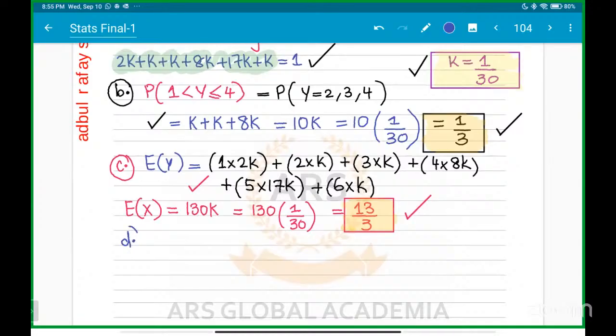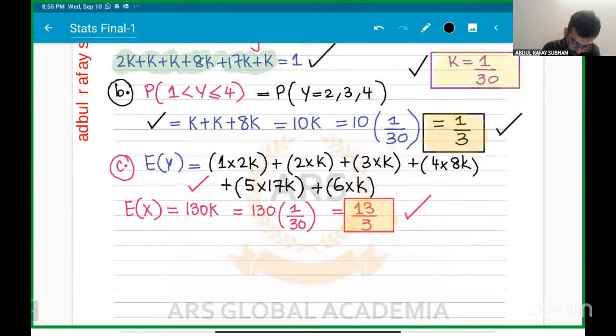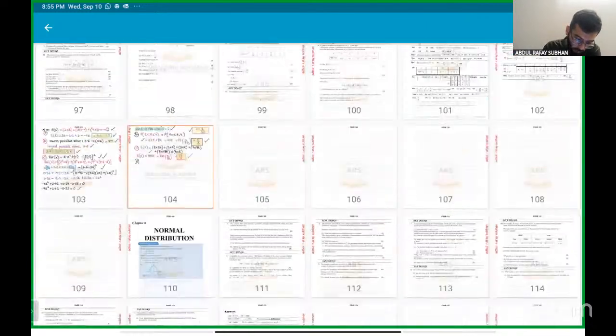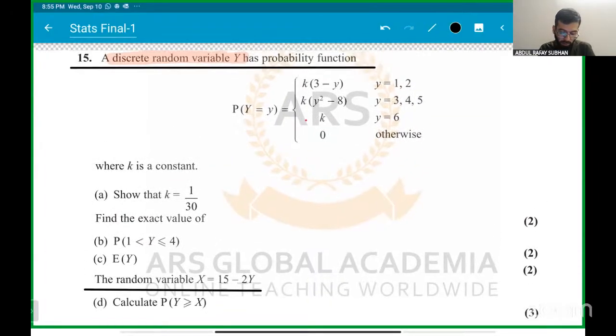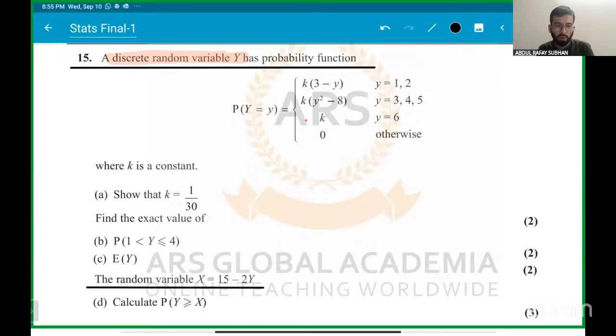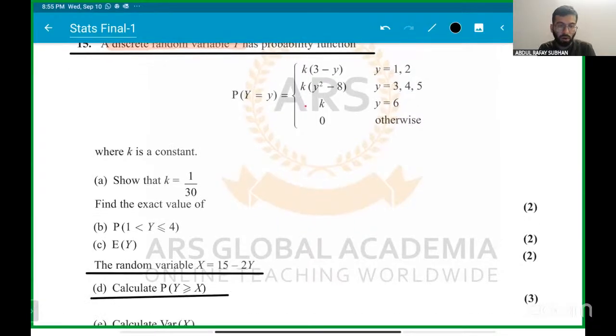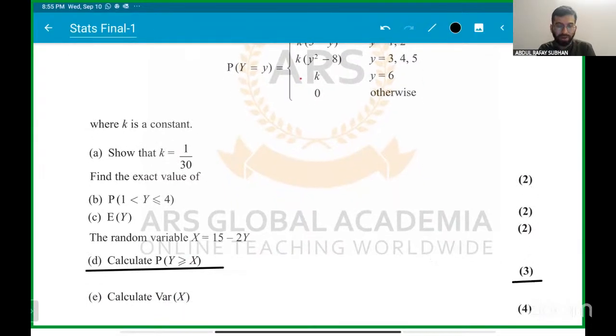Then we got part D of the question. Follow carefully. That's the coding coming in. So what we get is basically the random variable X is equal to 15 minus 2Y. The random variable X is equal to 15 minus 2Y. You have to calculate the probability of Y is greater than or equal to X. A lot of students will get confused. It's worth 3 marks. Let's copy paste it first and then try to follow.